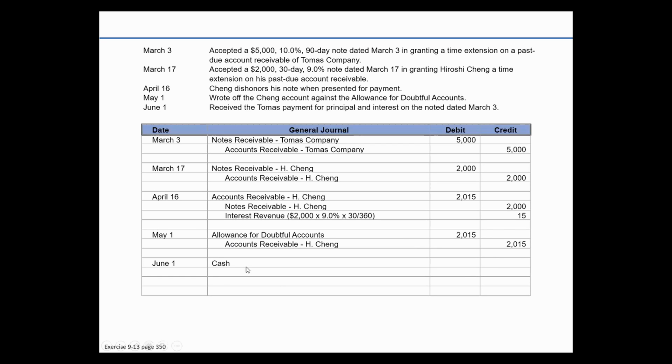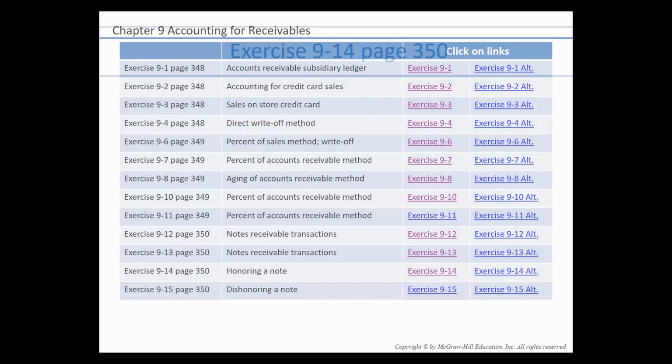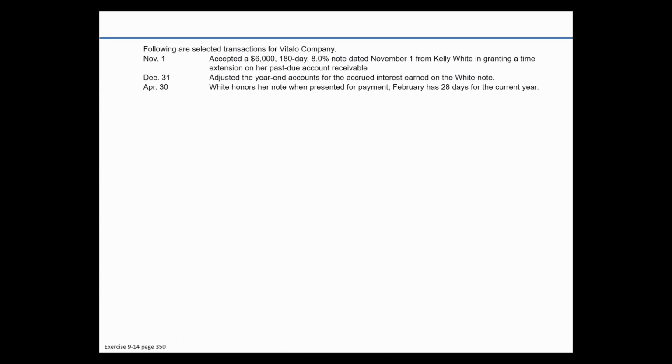So we received cash in the amount of $5,125. So then we have to credit the notes receivable Tomas Company, $5,000, and then the interest revenue, $125. So that's honoring a note.